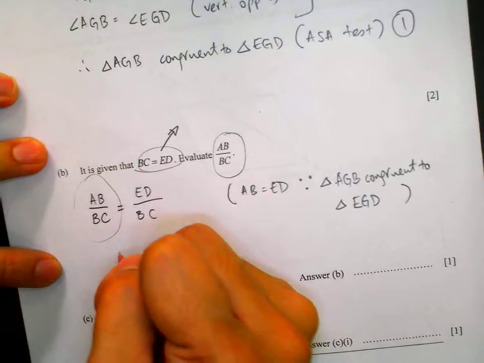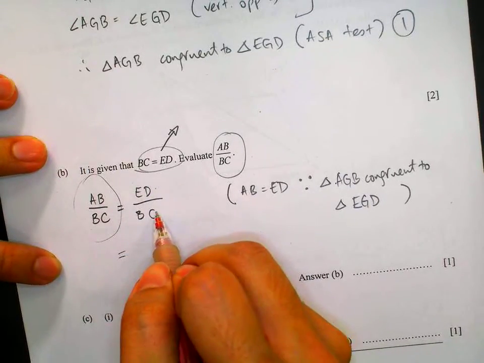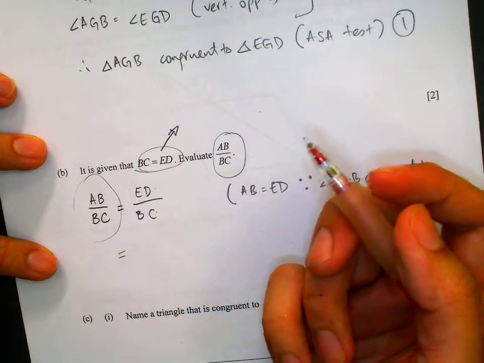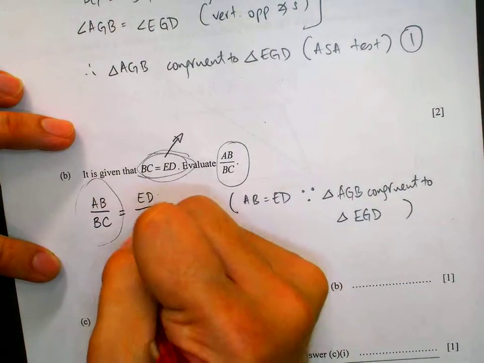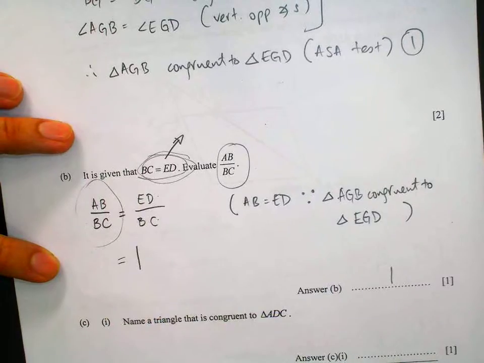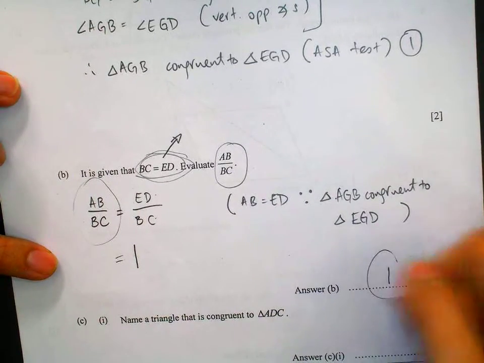So since they are the same, what is ED over BC then? ED over BC, come on. They're the same, right? If they are the same thing divided by the same thing, of course it's going to be 1. No need, I just want to see the 1.